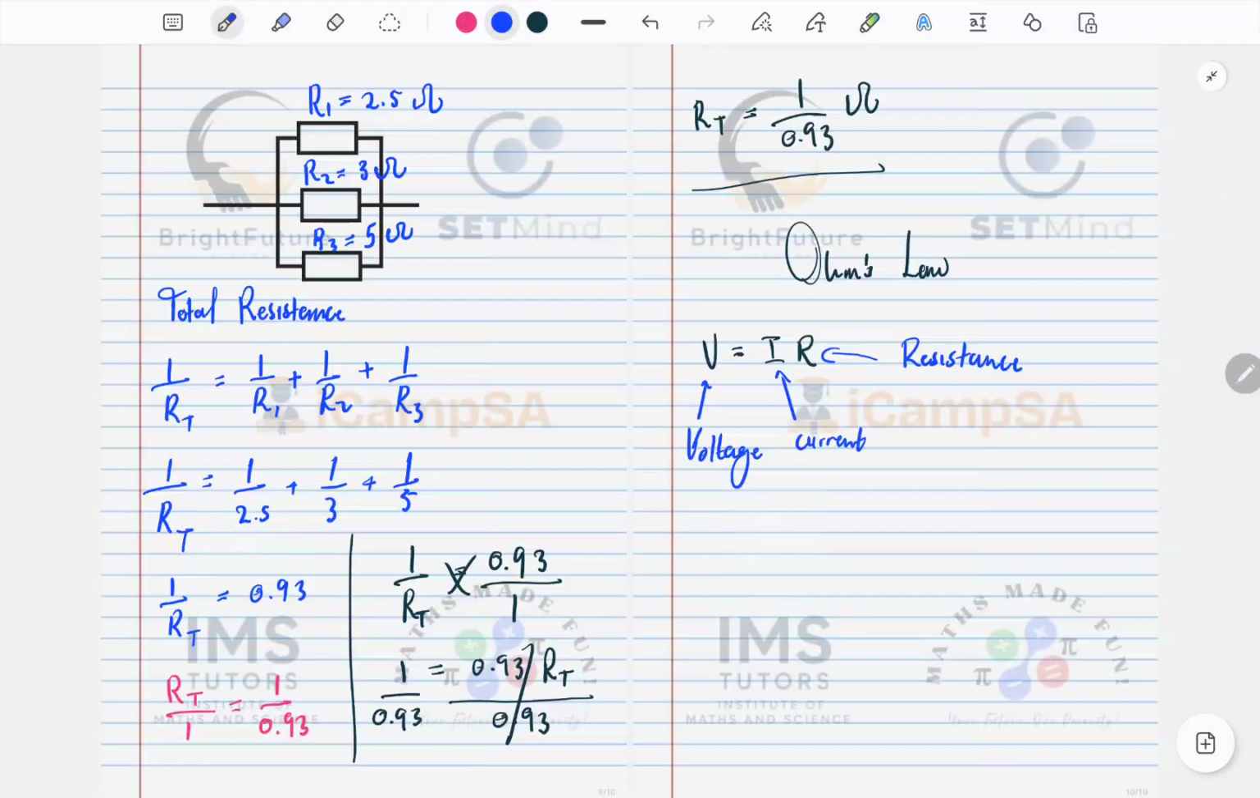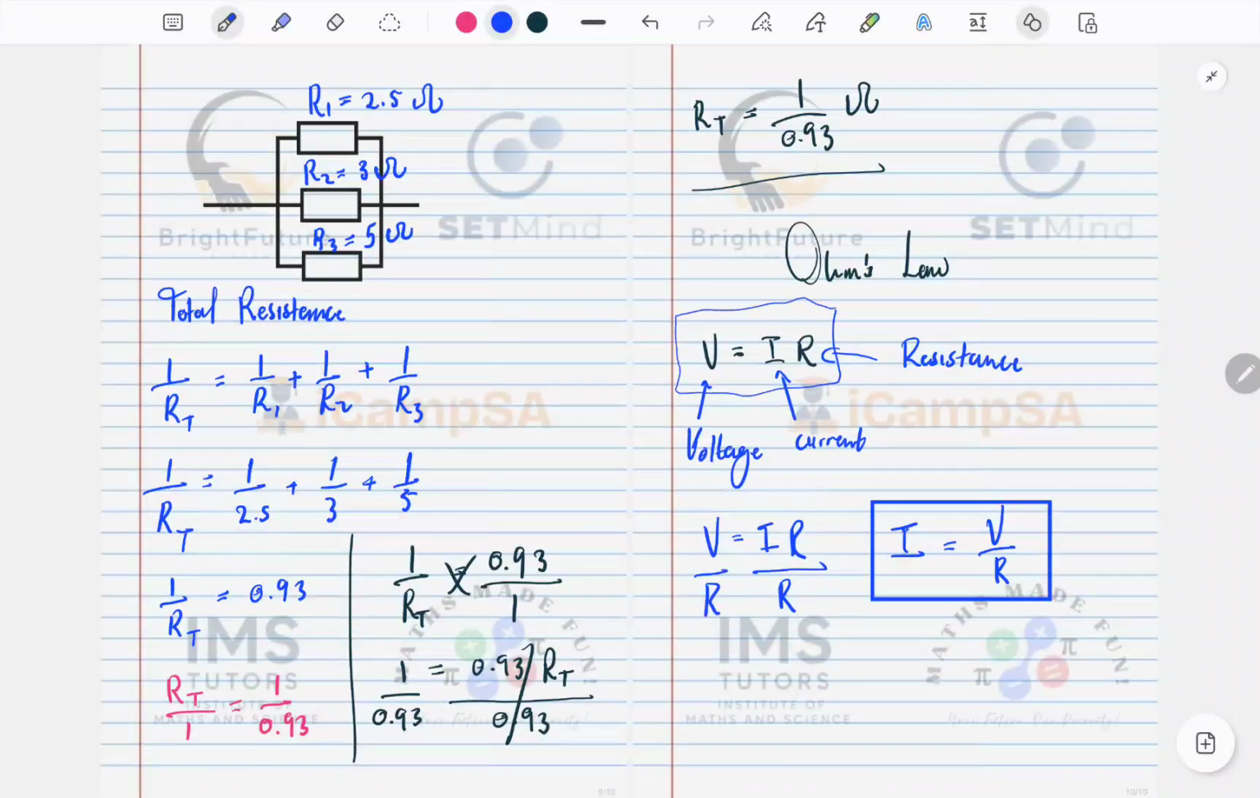We can change these things to calculate whatever we want to calculate. Okay, in this case, let's say V equals IR. If we divide by R on both sides, we can get current. So we can calculate current as being equal to V over R. Okay, but don't worry about this too much, because it all comes from this formula here. We're just rearranging things.